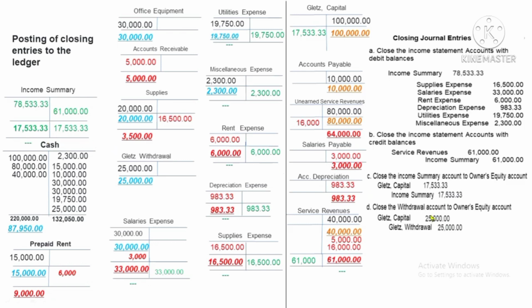And lastly, we have the fourth, which is we're going to close the withdrawal account to the owner's equity account. So debit Gletz Capital 25,000, put it right here, and of course the Gletz Capital will now have a balance of 57,466.67, which is the same as the equity balance in our statement of changes in equity that was prepared in the previous episode, as I've told you. Now let's credit the Gletz withdrawal 25,000, and it will become zero. So that's it for posting the closing journal entries, and that's it for step 8. Step 9 is coming up next.